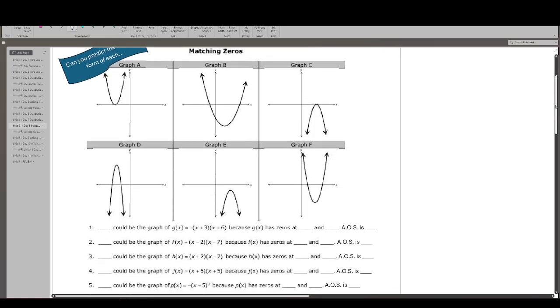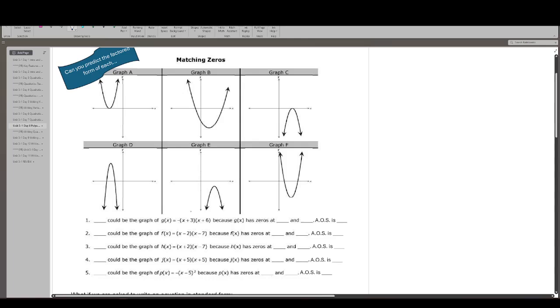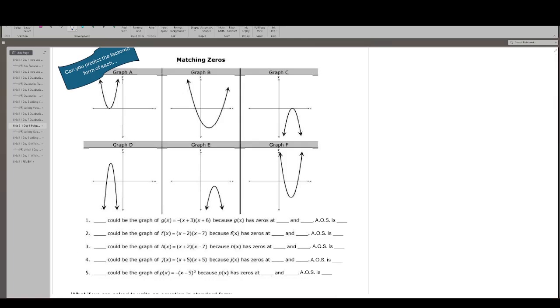So we're going to start with a warm-up where we're going to look at these 6 graphs, and we're going to match up each of the graphs with one of these statements below. These are all in intercept or factored form. That's the form where we have a binomial times a binomial.